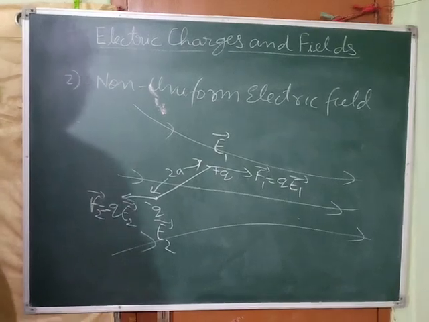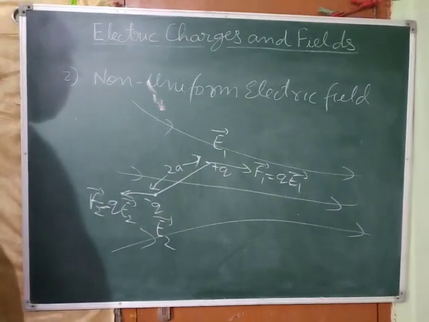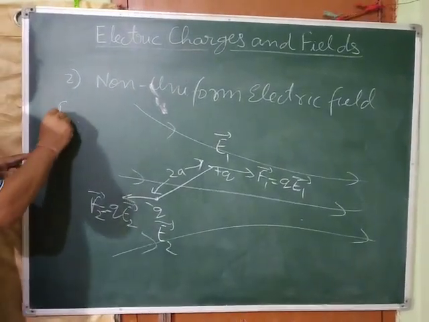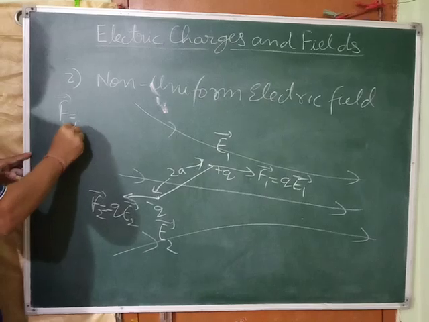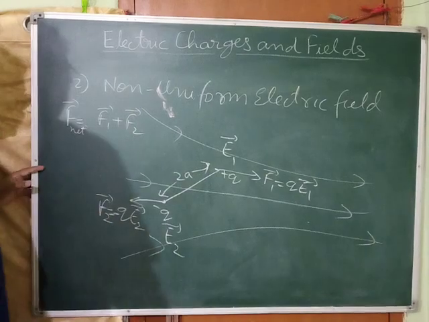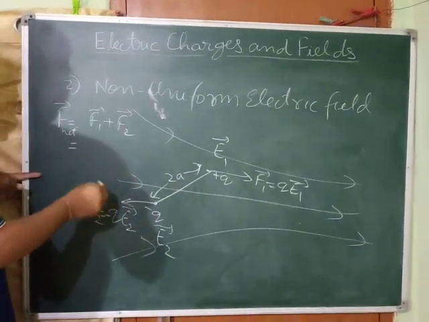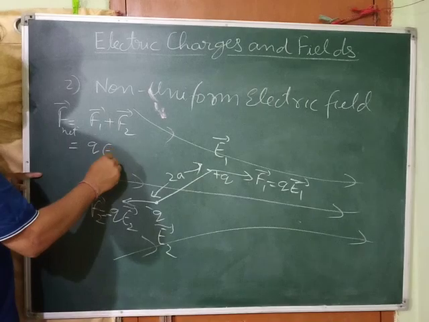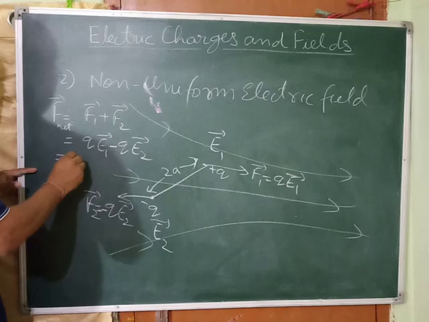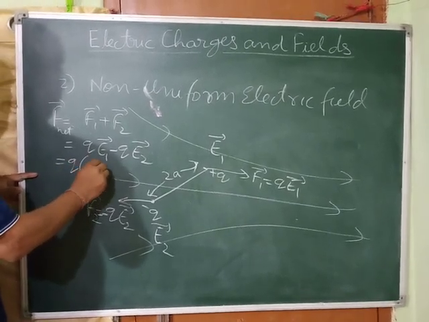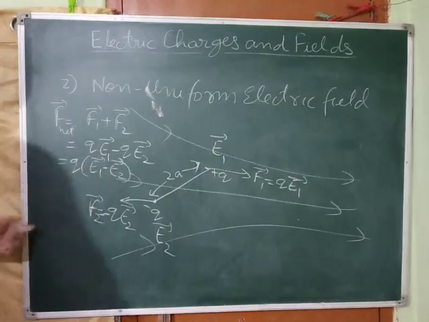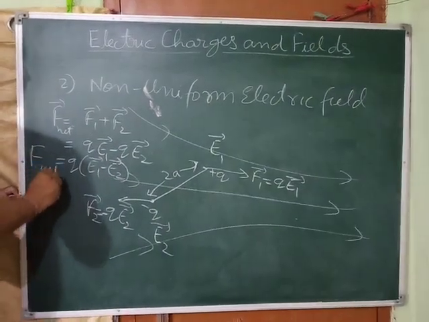Okay. Now see what will happen. The two forces are acting in opposite directions. So what is the net force acting on this? Net force will be equal to F1 plus F2. Okay, we can put the values. What will we get? QE1 minus QE2. Now from here we can take Q common. What will we get? Q times E1 minus E2. Okay, this is the net force acting on this dipole.